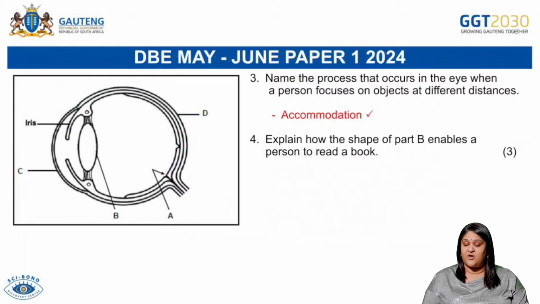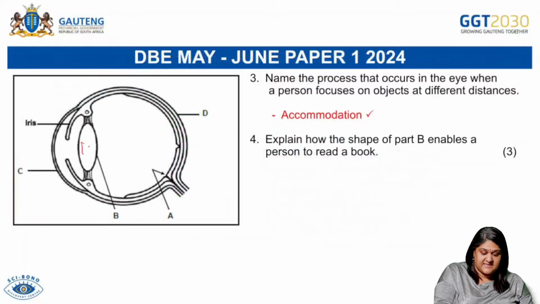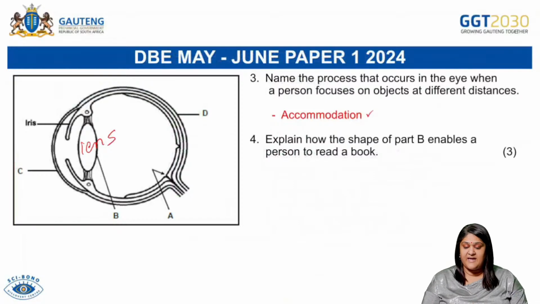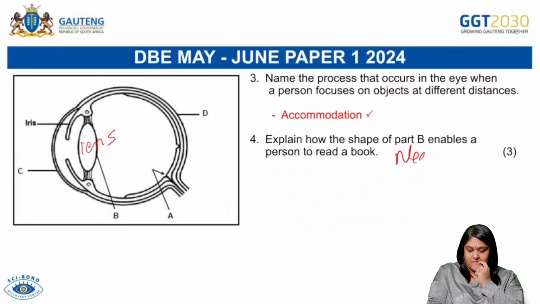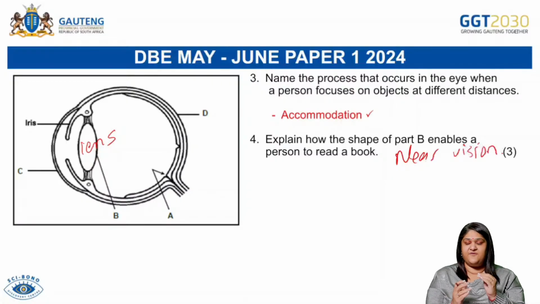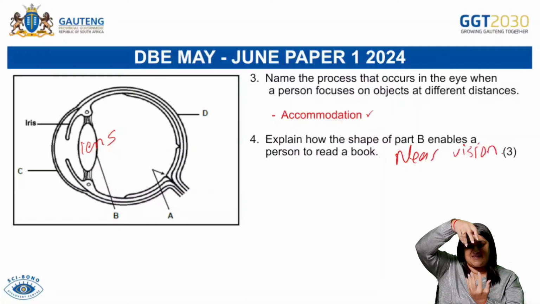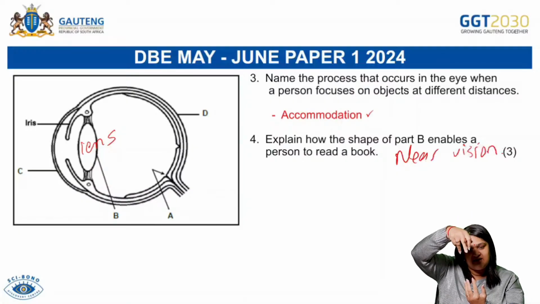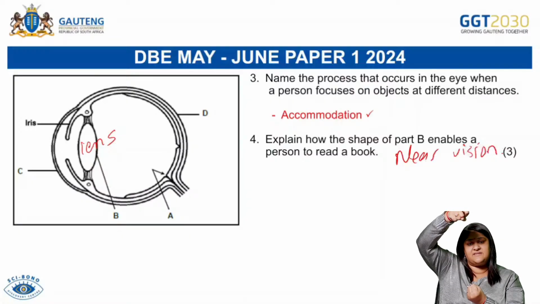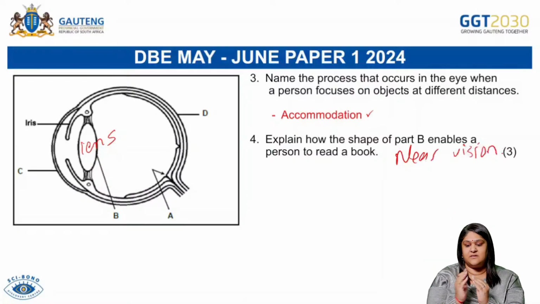Explain how the shape of part B enables a person to read a book. So now we go to part B. What is this? It is the lens. Okay, if you are reading a book, it is near vision. So what did I say about near vision? Near vision, more convex. Near vision, more convex. Suspensory ligaments slacken. If the suspensory ligaments are slackened, that means the ciliary muscles are going to contract. Contract, slacken, more convex. Okay?